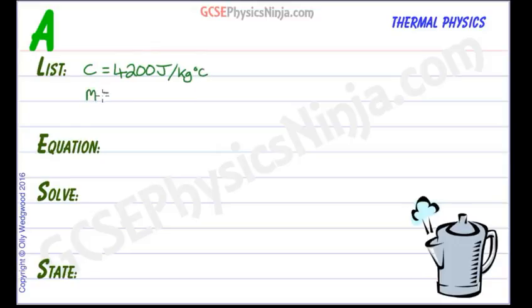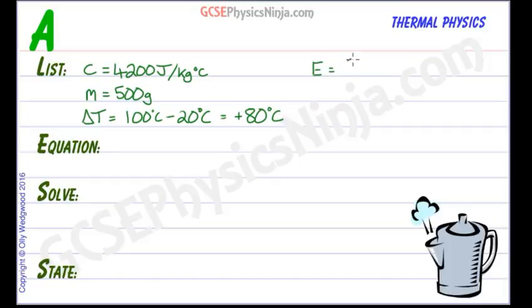Then we're told that the mass is 500 grams. And they've given us the temperatures at the beginning and at the end. So the change in temperature is the end temperature, 100 degrees C, minus the starting temperature. So we have a temperature rise of plus 80 degrees C. And we are looking for the thermal energy that is transferred to the water. So that's going to be our question mark in joules.